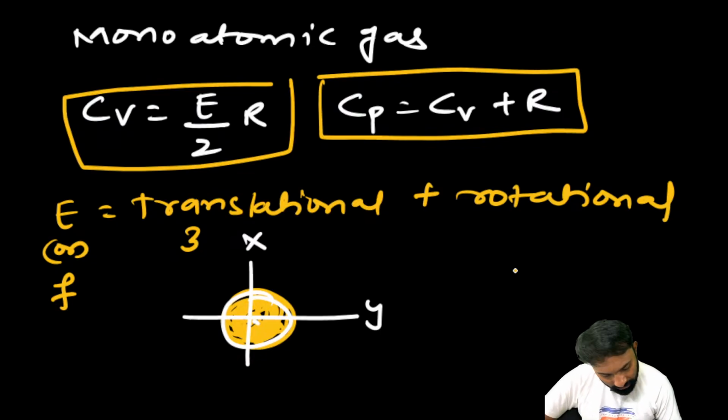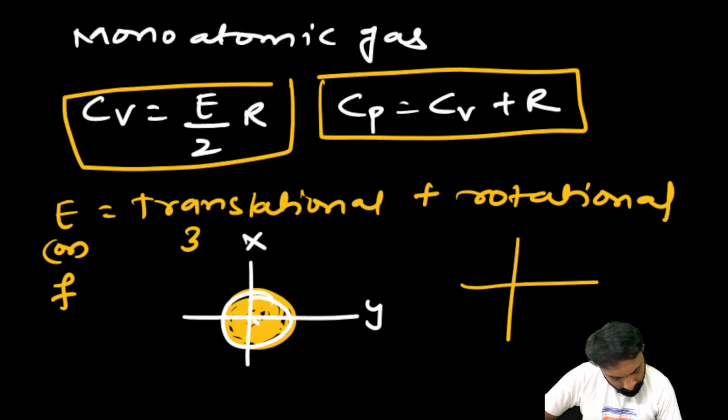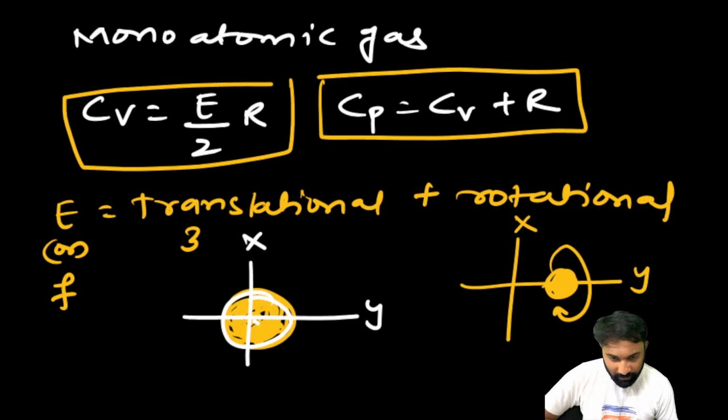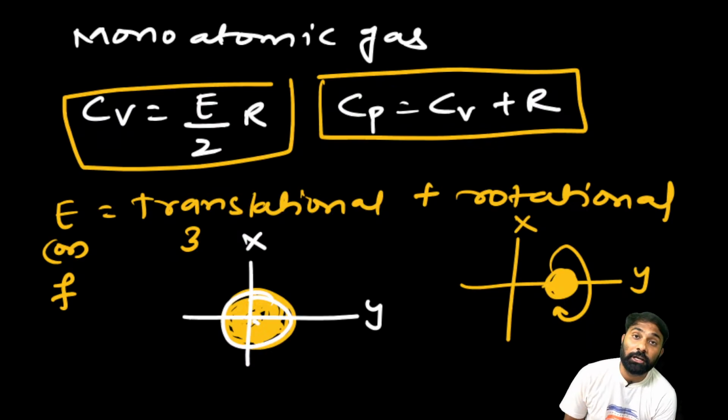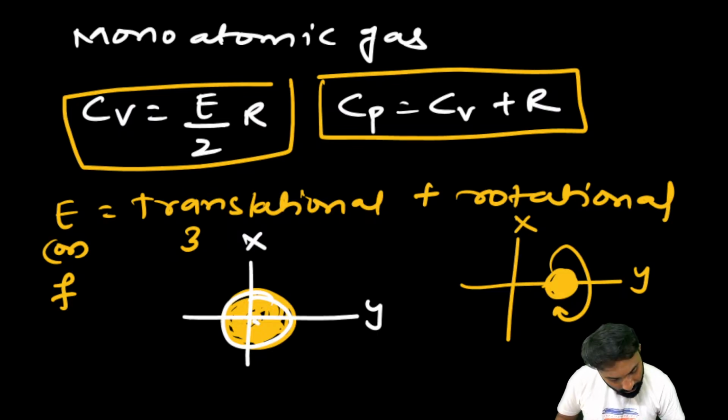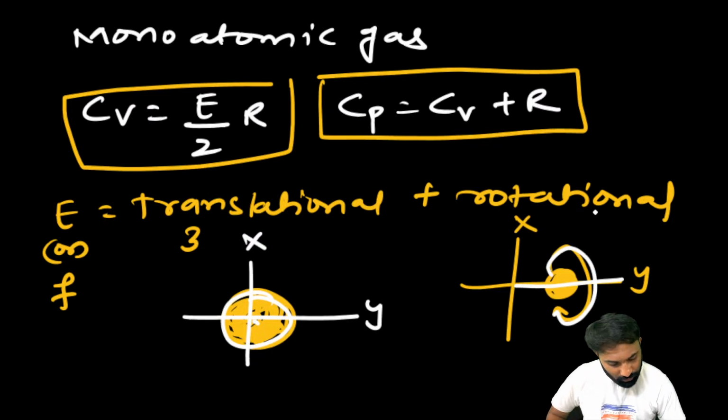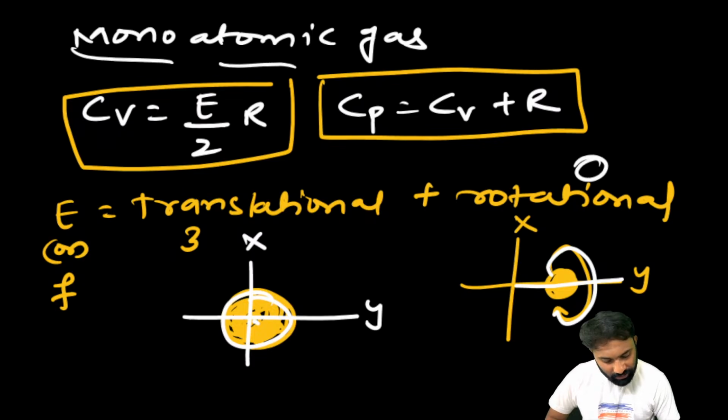Now, for the monoatomic gas, if I take this as one external axis, then on this axis it will spin. But here we are not talking about the spin energy; we are talking about the rotational energy, right? On its own axis it will spin, it will not rotate. So that's the reason for monoatomic gases the rotational energy is 0.